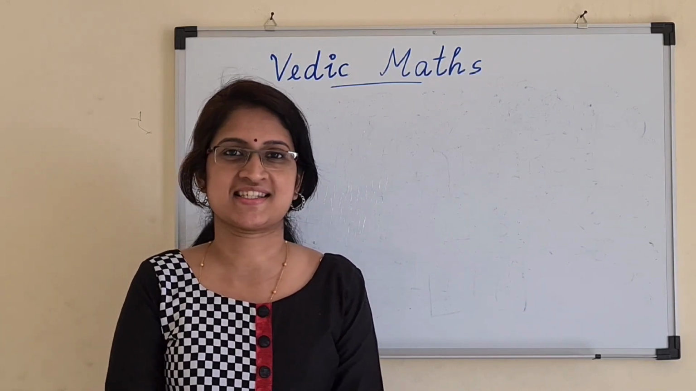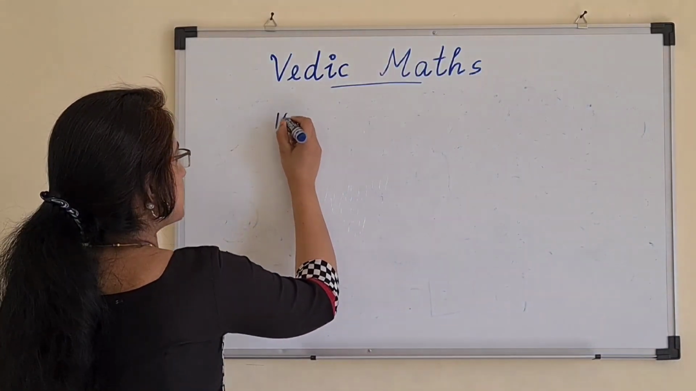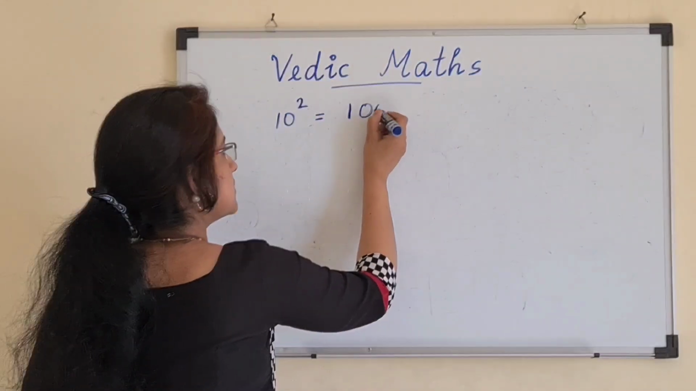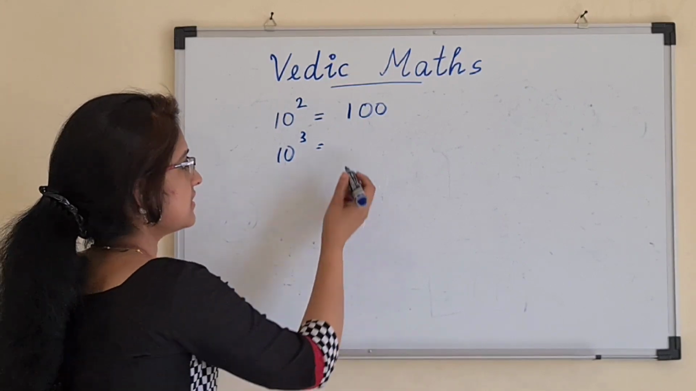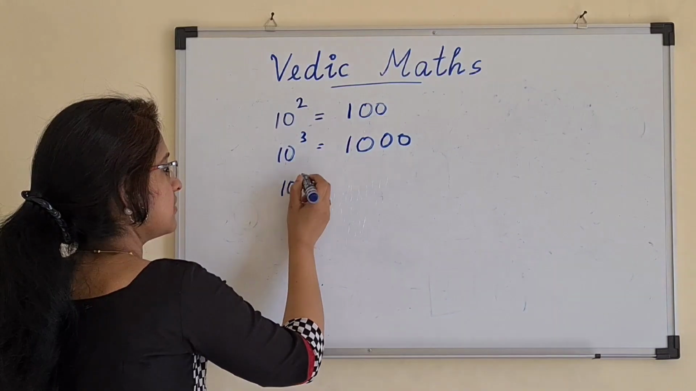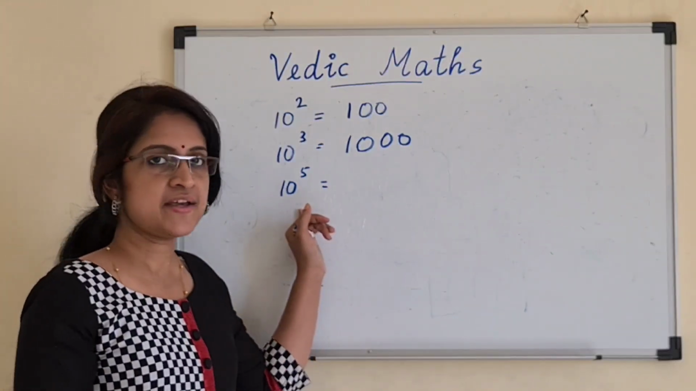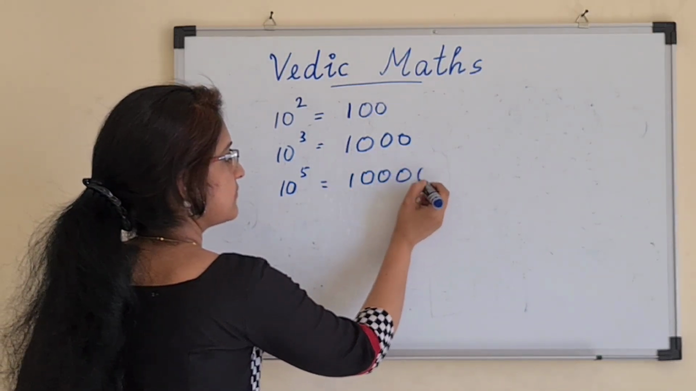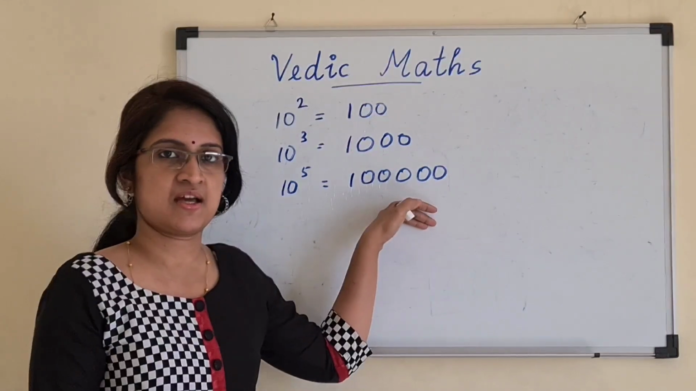I will show you what it is. Imagine the powers of 10. That is 10 to the power 2. We know it is 100. 10 to the power 3. We know it is 1000. So 10 to the power 5, which is 1 followed by 5 zeros. So it will be 1 followed by 1, 2, 3, 4, 5 zeros. So this is how the powers of 10 are.